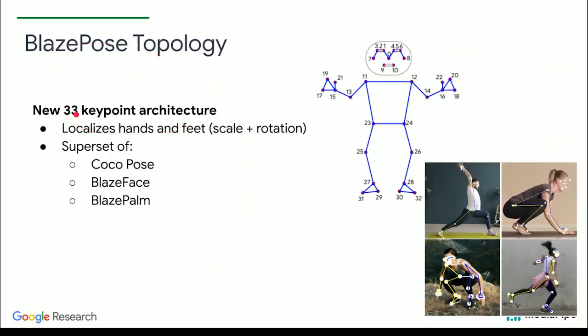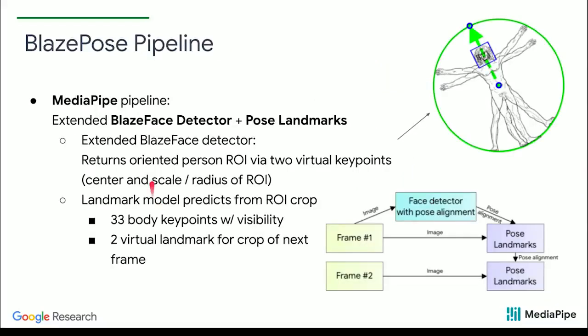It's a new 33 key point topology that localizes feet as well as hands, and it's a superset of the 17 key point COCO pose and then the BlazeFace and BlazePalm architectures that I showed earlier. Similar to our other pipelines, it consists of a detector and then a landmark estimation model. Here we extend BlazeFace such that it returns two additional virtual key points, one that denotes the middle or center of a human, and another point that describes radius as well as orientation.